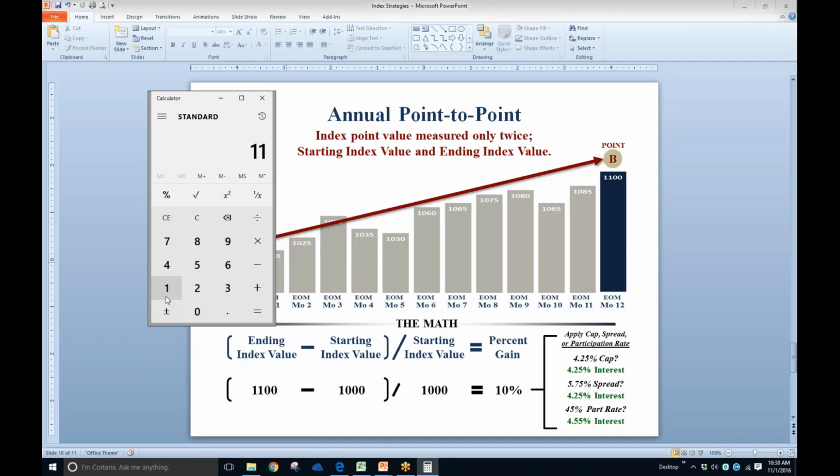And we're actually going to do this formula. What was our ending value? 1,100, right? So punch in 1,100 on your calculator. Then we go minus our beginning value, which is 1,000, and hit the equal sign. So from point A to point B, that index rose 100 points. Now we divide by that starting value, which was 1,000. That equals 0.1, or 10%.